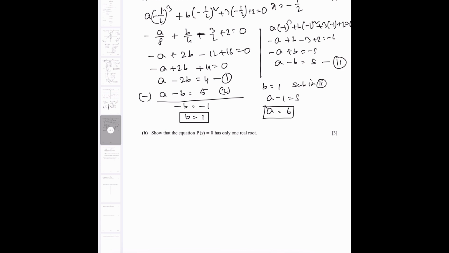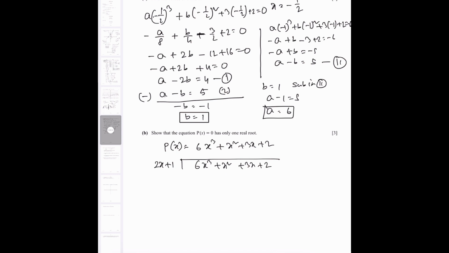Next question, show that the equation p(x) equals 0 has only one real root. We should use the values first. I mean a is 6, so 6x cubed plus b is substituted by 1, so x squared plus 3x plus 2. It's already mentioned that 2x plus 1 is a factor. So let us divide the whole polynomial by 2x plus 1.